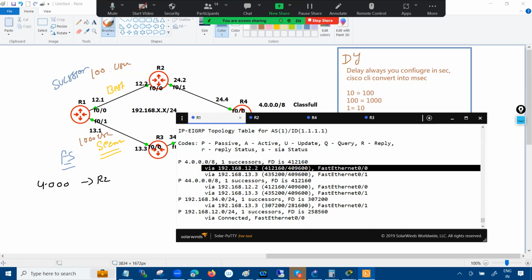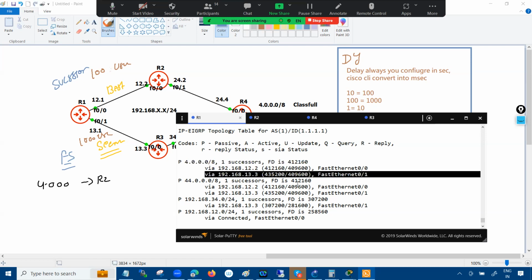How would you know that this is the successor? Can you see the same FD over there? 412160, the same FD is present over there. So this is my successor. And the bottom one, you can see, has a higher metric. It's 4 lakh 35, while 4 lakh 12 is lower. So the higher one will become the feasible successor.